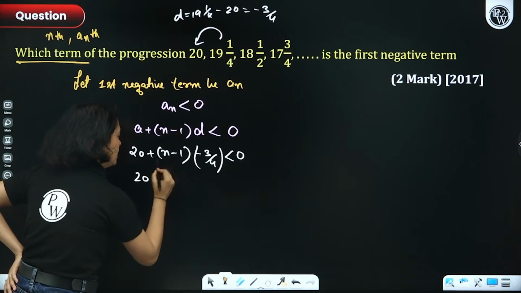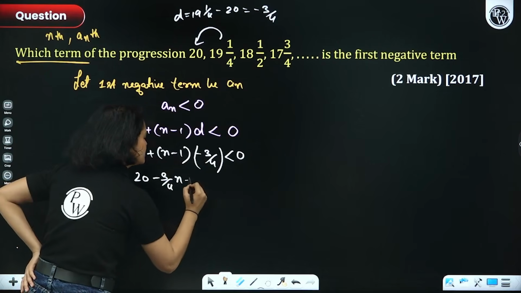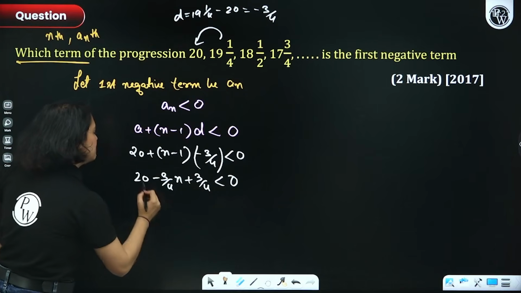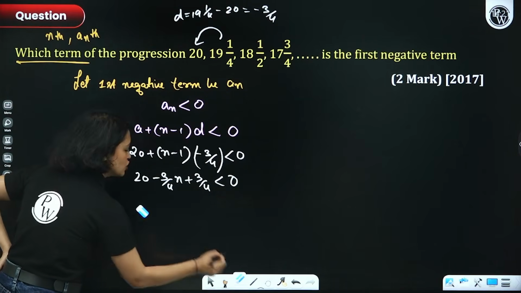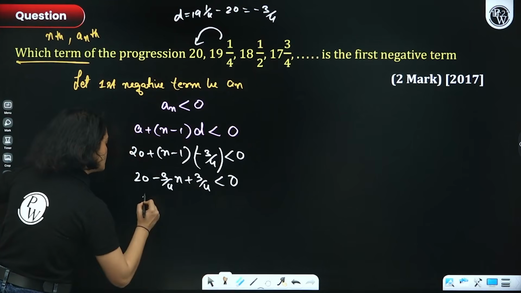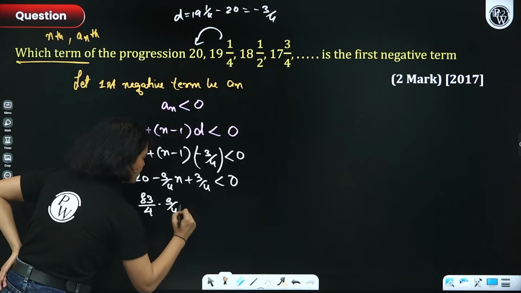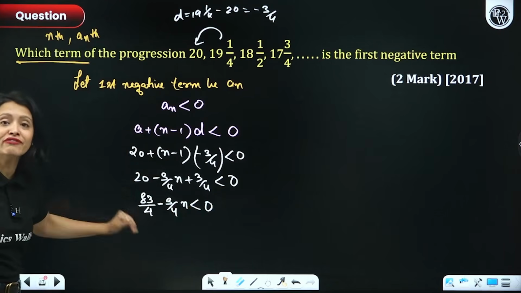20 minus 3 by 4 n plus 3 by 4 should be less than 0. Okay? So 20 plus 3 by 4, let me rewrite it. So I can write it like this. 20 plus 3 by 4 is equal to 83 by 4, everyone, minus 3 by 4 n less than 0. Now we will have to solve it because we have simplified the left hand side.